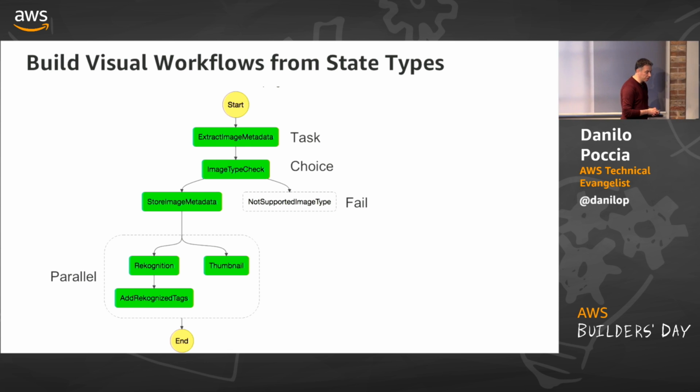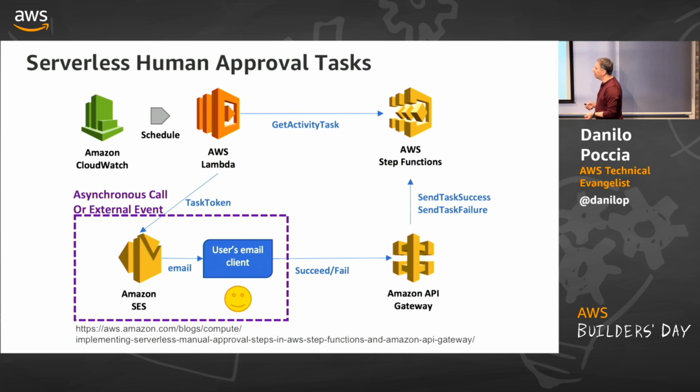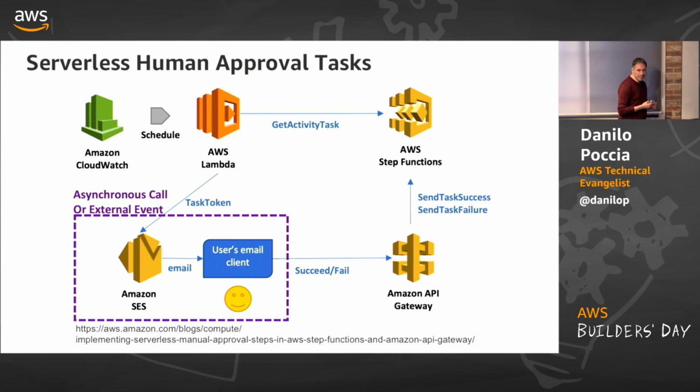So you can do everything in a single Lambda function, but it's much more difficult to monitor. It's much more complex to manage errors if, for example, you have been throttled by Rekognition or DynamoDB. And it's also more complex to add new features if you want to add them, because you need to know the code. This is an example of how you can build a serverless human approval task.